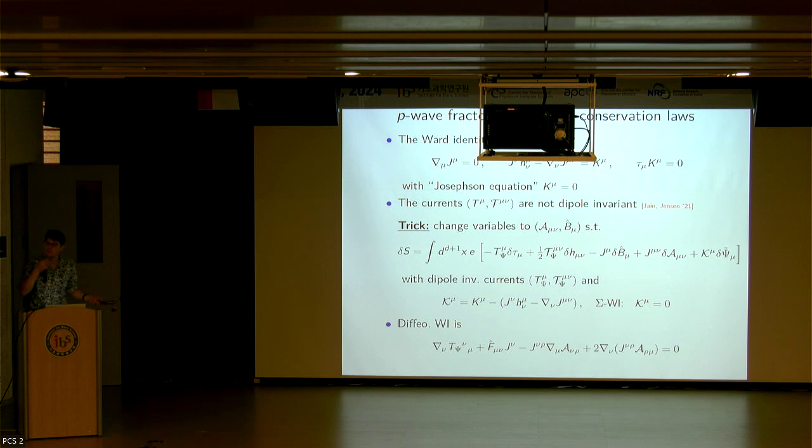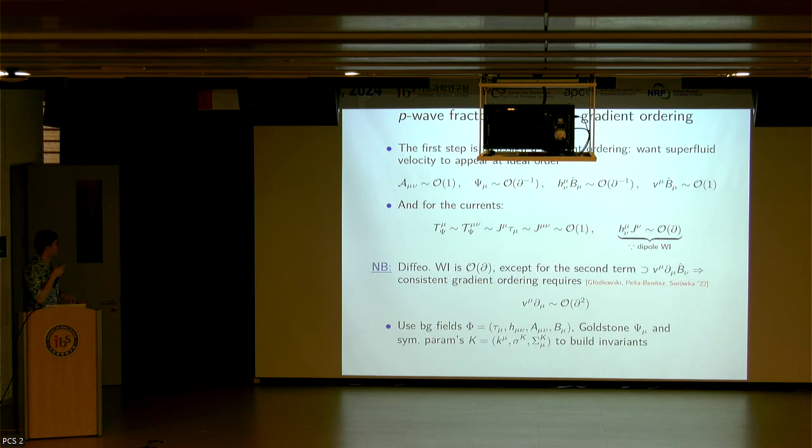Okay, thanks. It's just a change of variables in such a way that we extract, by this procedure, dipole invariant currents. But it's fully equivalent, of course, to the other way of doing things. The Ward identities are still the same for the currents. This is just a way of repackaging them such that each term is manifestly dipole invariant. Okay, thank you. Thanks for the question.